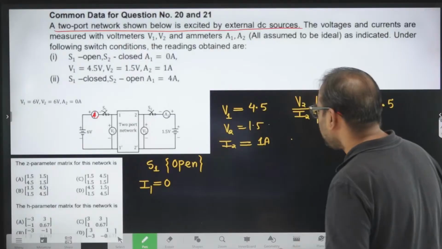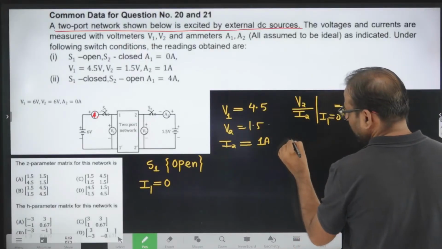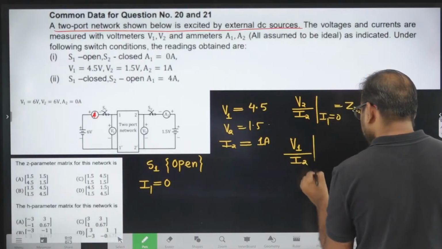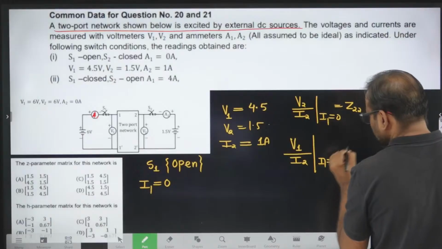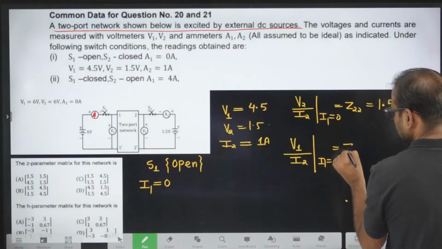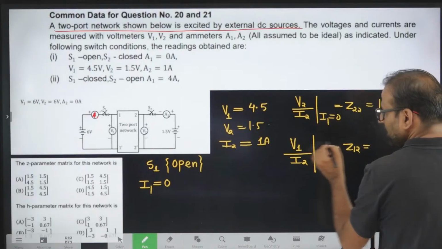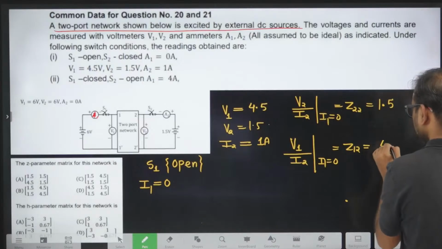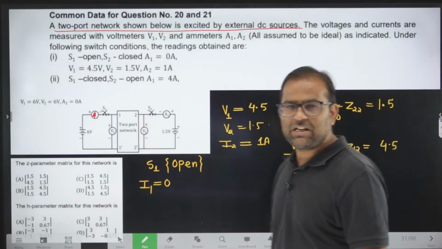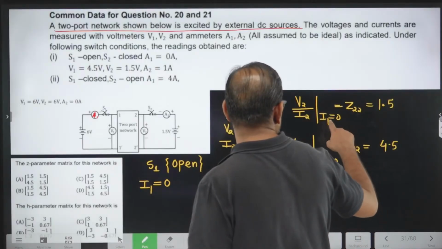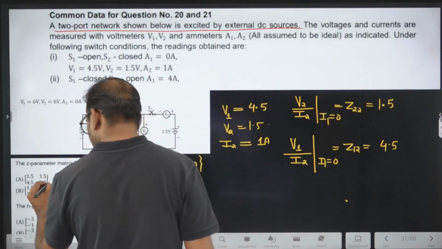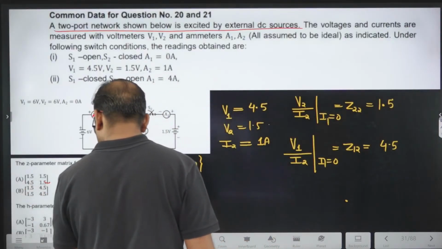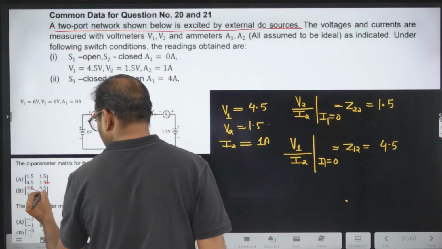Correct? What is second? Second is we can find the ratio of V1 divided by I2 by making I1 equal to 0. And what is this ratio? This ratio is Z12, and the Z12 ratio is given by 4.5. So if we are writing the Z parameter, we can say Z22 is 1.5. So 1.5 is here, 1.5 is here, 1.5 is here, 1.5 is here. So these two options are wrong.